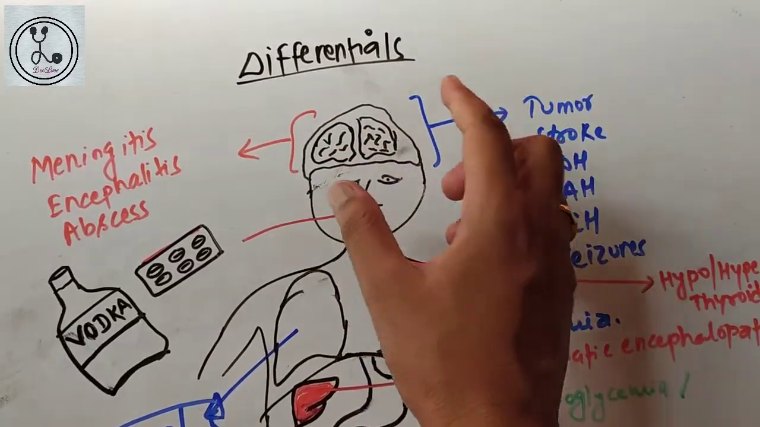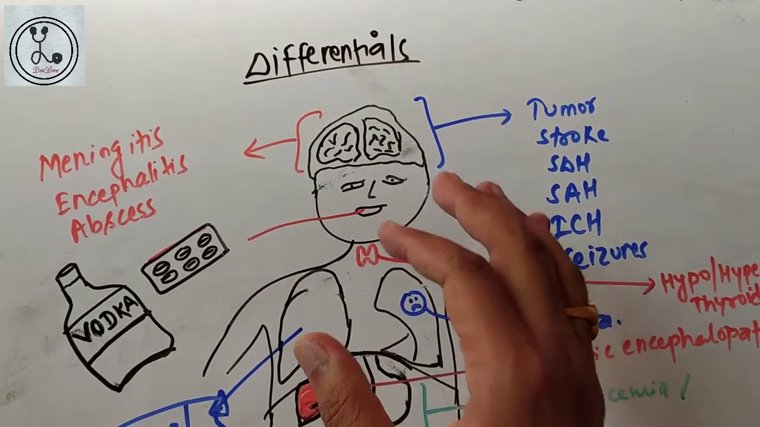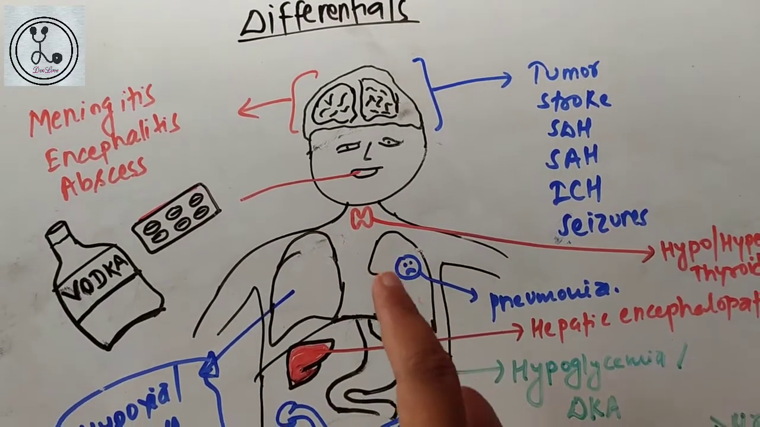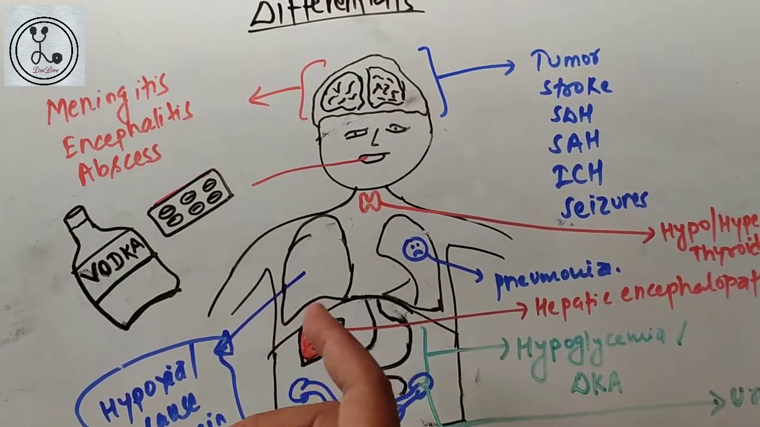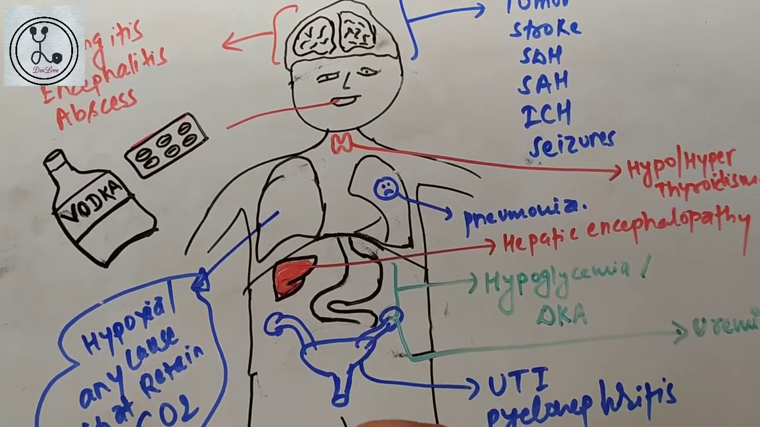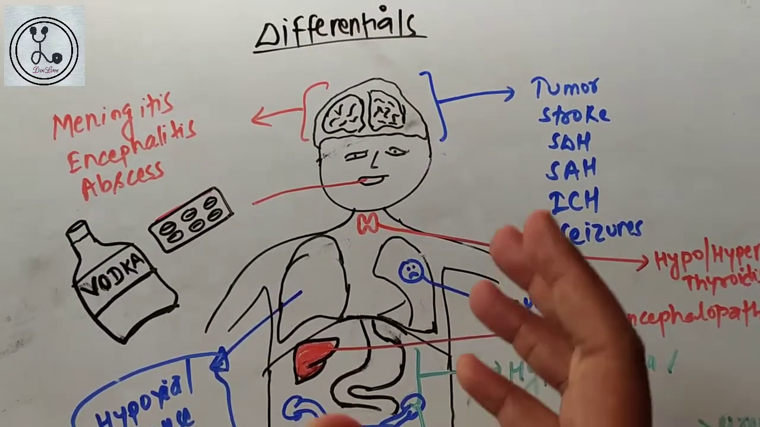There are some causes related to the brain, some related to food habits, some related to the thyroid, some related to the lungs, some related to the GI (gastrointestinal) system, some related to the hepatobiliary system, some related to the renal system, and there are some metabolic causes also. So let's start.